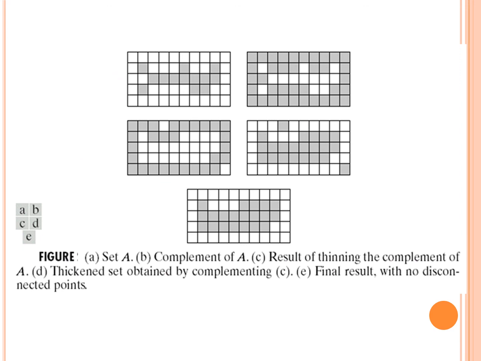Set A is shown in figure A. The complement of A is shown in figure B. Figure C is the result of thinning the complement of A. Figure D is the thickened set obtained by complementing C. And figure E is the final result with no disconnected points.